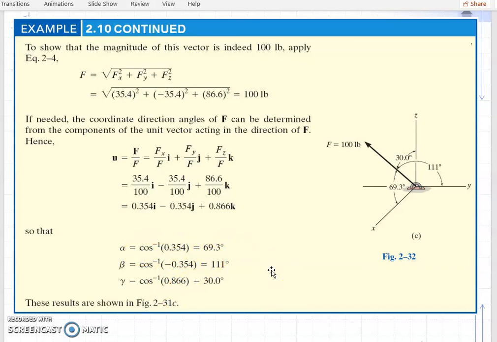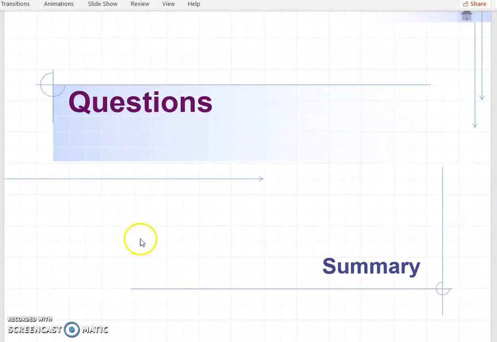So later in problems, he'll probably be giving us the direction cosines, and we'll use them to write our vectors. But for now, we want you to be able to go both ways. So there should be some homework problems on that. If you have any questions, shoot me an email.